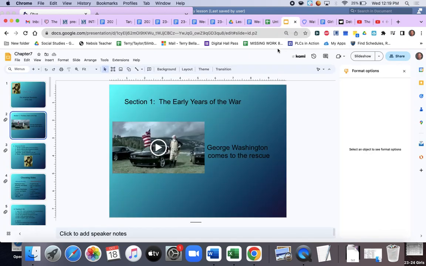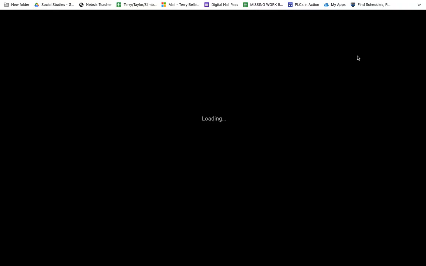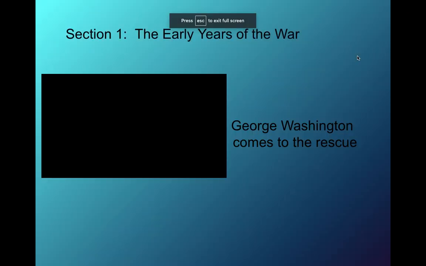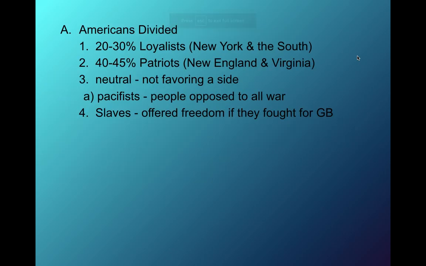Absolutely nothing to do with history, but it's kind of funny. And no, Riker, there were no cars in George Washington's army. That was just pretend, just for fun. But anyway, G-Dub does come to the rescue, and we've talked about that a little bit.